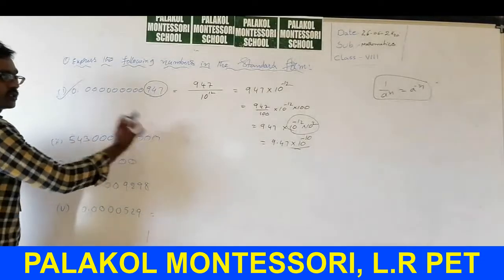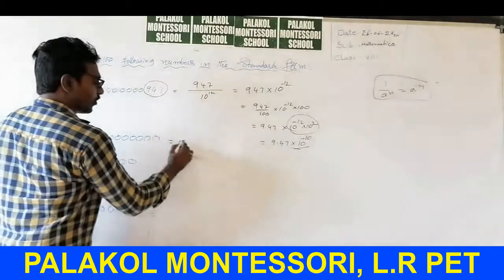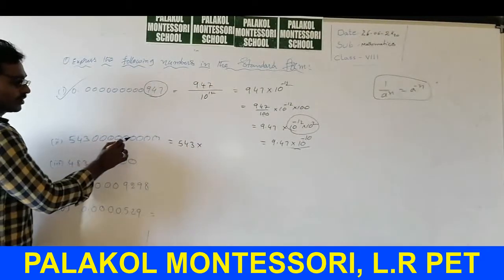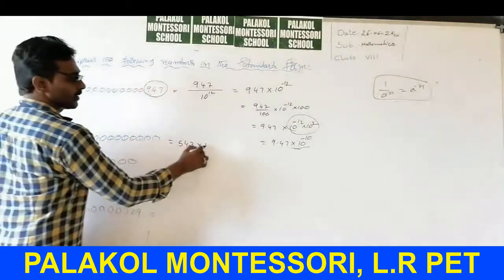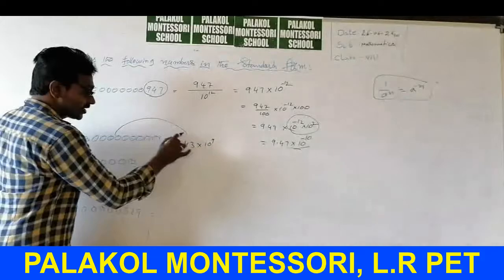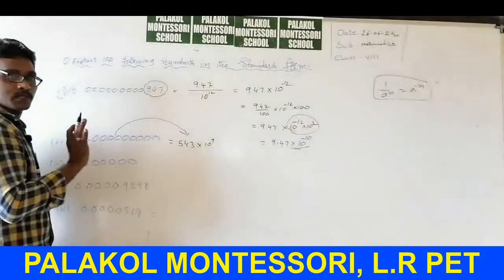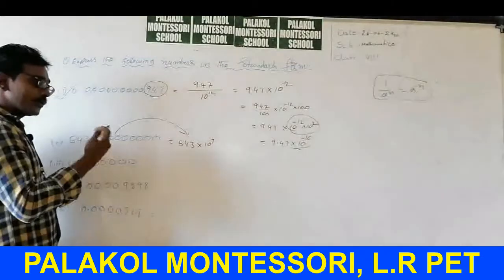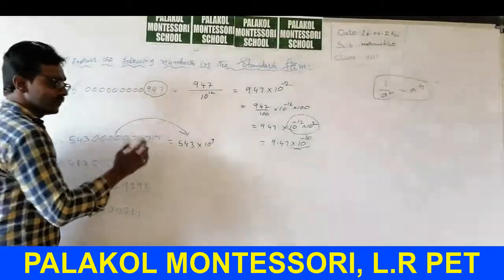543 followed by zeros is there. 543 into how many zeros are there? 1, 2, 3, 4, 5, 6, 7, 8, 9, so 10 power of 9. Guys, this number is changed into the exponent form. It's no problem, but it's not a standard form. How to write the standard form? Already you know that one method.